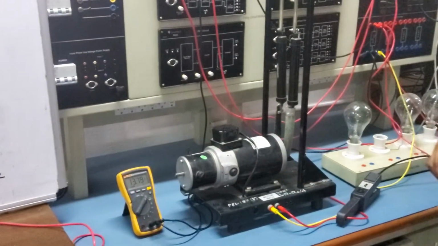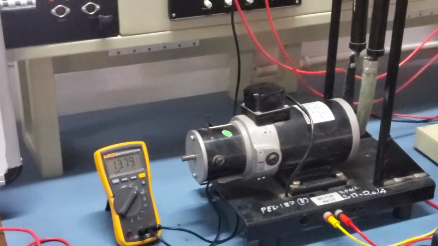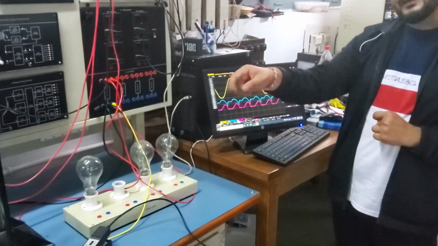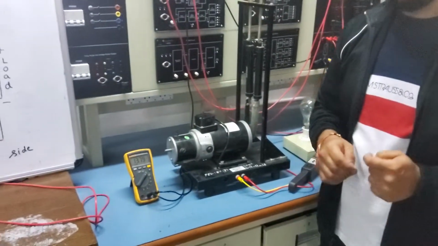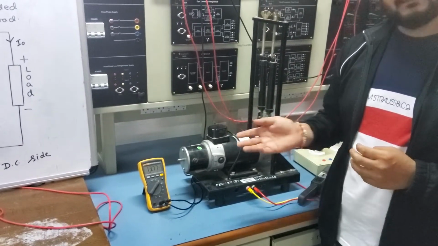You can see the motor is in the on state, and you can see the output voltage waveform, that is a distorted DC waveform, because of the RLE load. You can see the speed on the voltmeter, like this is 13.78. So you can see the motor is running at 1377 rpm.